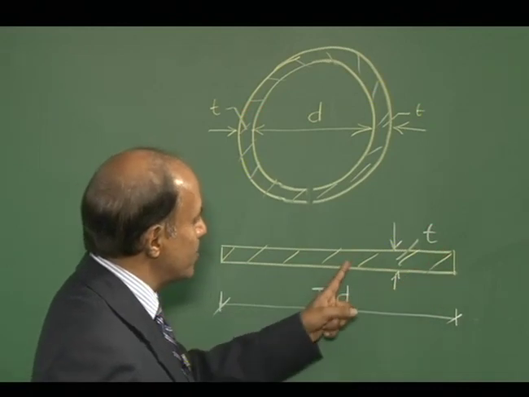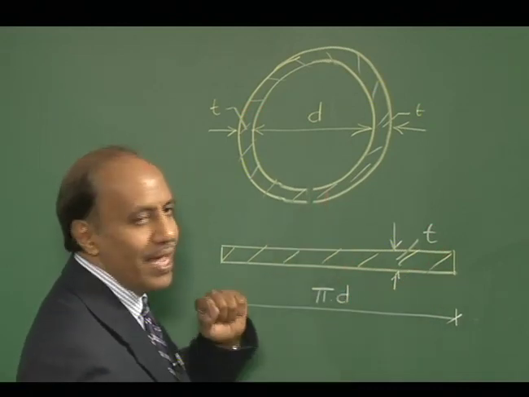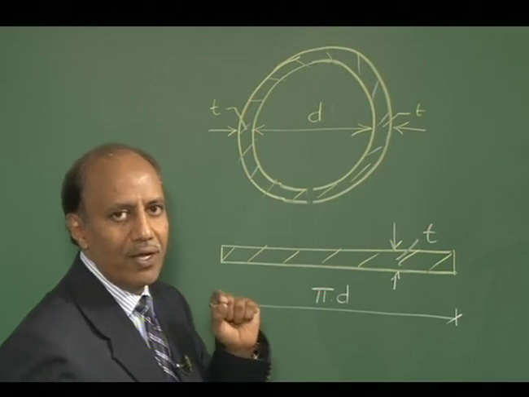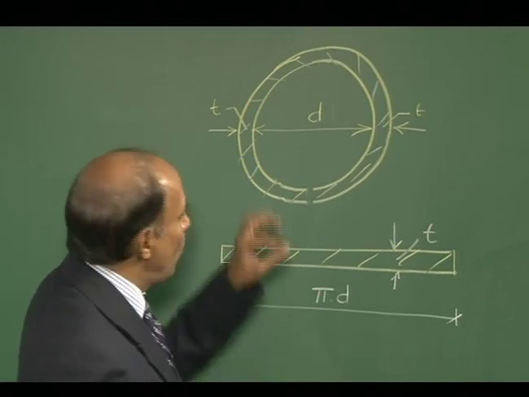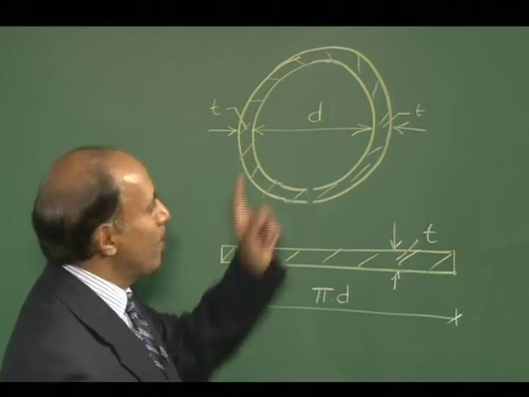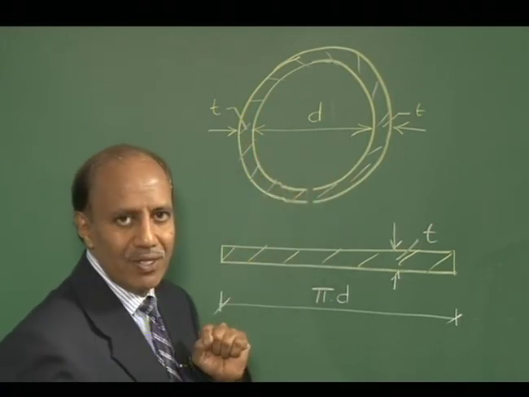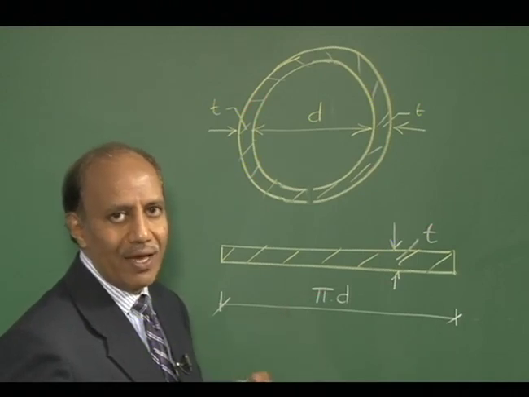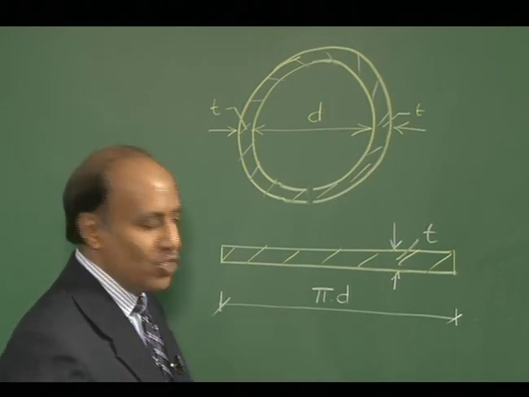So, the area is calculated as pi d into t. We just try to use this to calculate the area of a circle. This is possible provided you are talking about a thin cylinder where the thickness is small when compared to the diameter. Please understand, this is how we intend to calculate the area in this particular case.